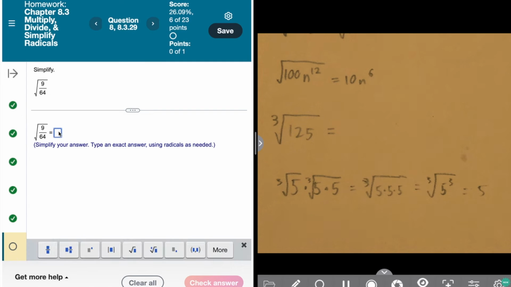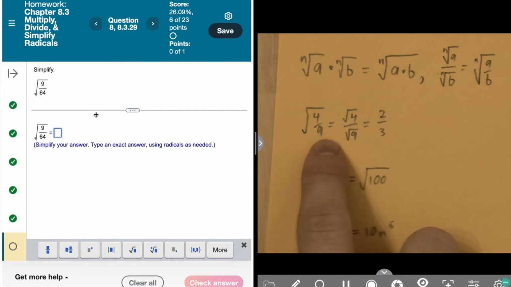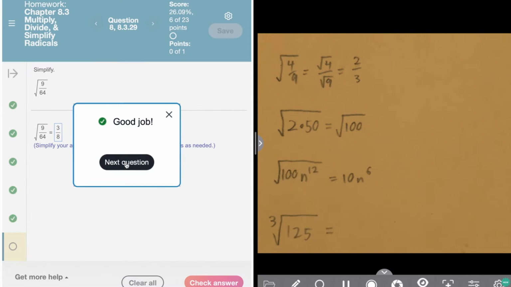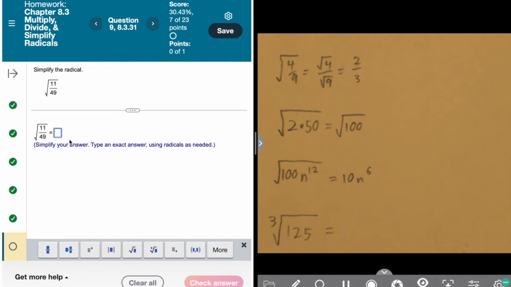All right, now here we are using that rule in reverse, kind of what we did right here. 9 roots nicely to 3. 64 roots nicely to 8. All right, now things get a little bit interesting because 11 doesn't root nicely at all. So I am going to have a fraction, but 11 doesn't root nicely.